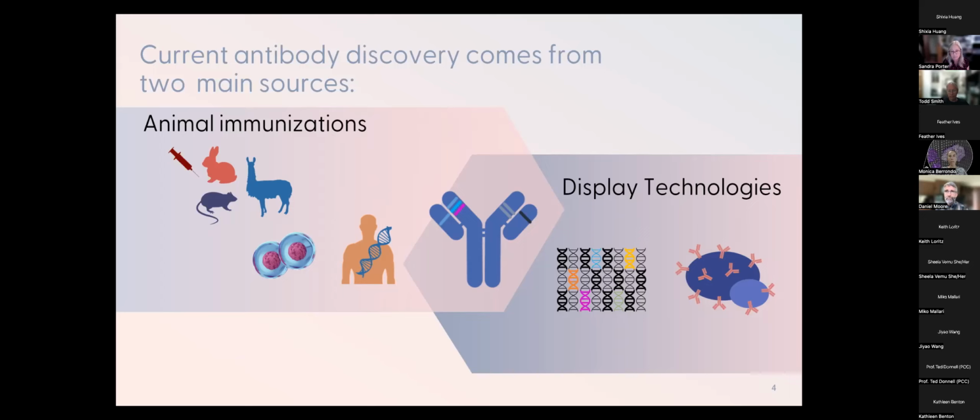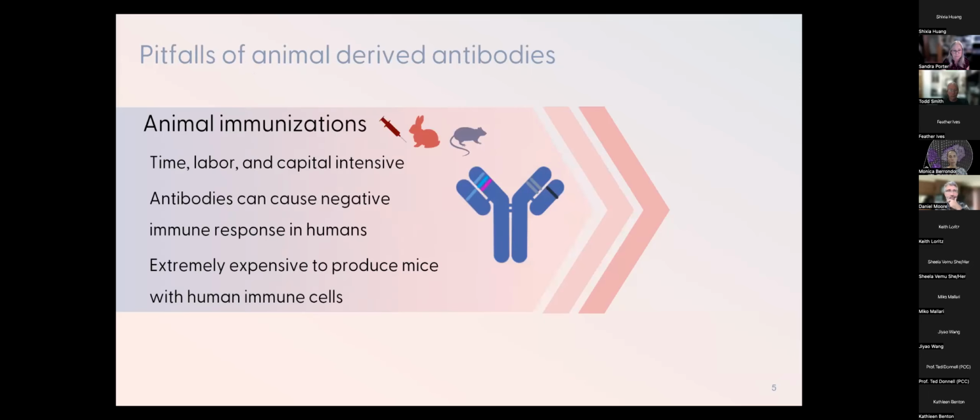Some of these bind to the target, and then you still have to filter through. And so one of the biggest problems is that you have to filter through a ton of antibodies in order to find the one of interest. And so animal immunizations can generate really great leads, but it's really time, labor, and capital intensive.